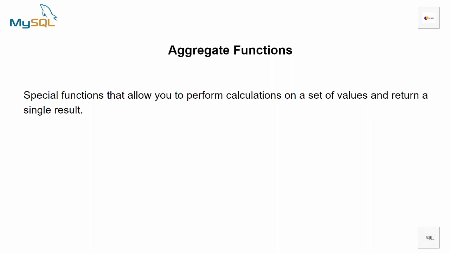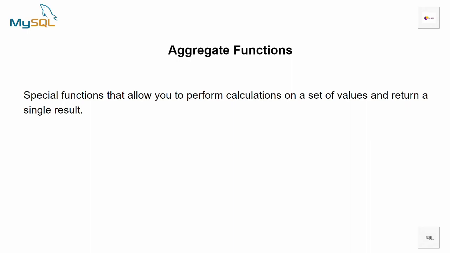In this video, we are going to talk about aggregate functions. Aggregate functions in MySQL are special functions that allow you to perform calculations on a set of values and return a single result. These functions are powerful tools for summarizing and analyzing data in MySQL.